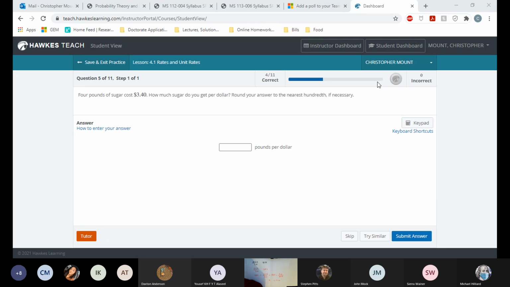So the way to interpret this is, oh, you probably can't see my calculator, but I got an answer of 1.18 if I round to the hundredth, 1.18. So the way to interpret that is that 1.18 pounds of sugar costs $1. Okay.